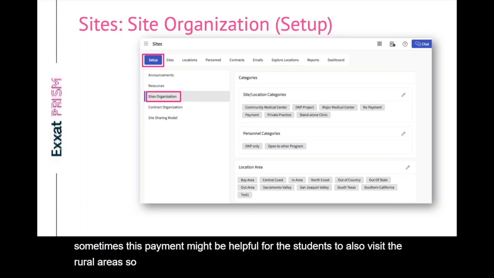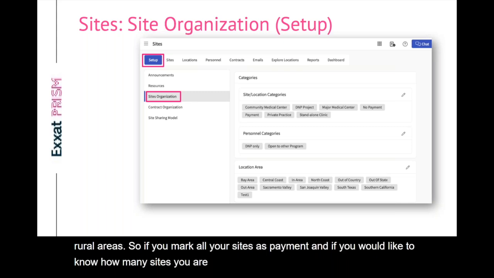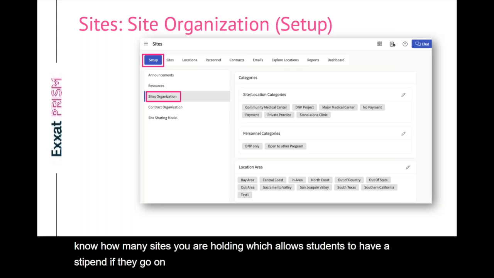So if you mark all your sites as payment, and if you would like to know how many sites you are holding which allow students to have a stipend if they go to those locations, in order to filter that, these categories will come in handy for you.